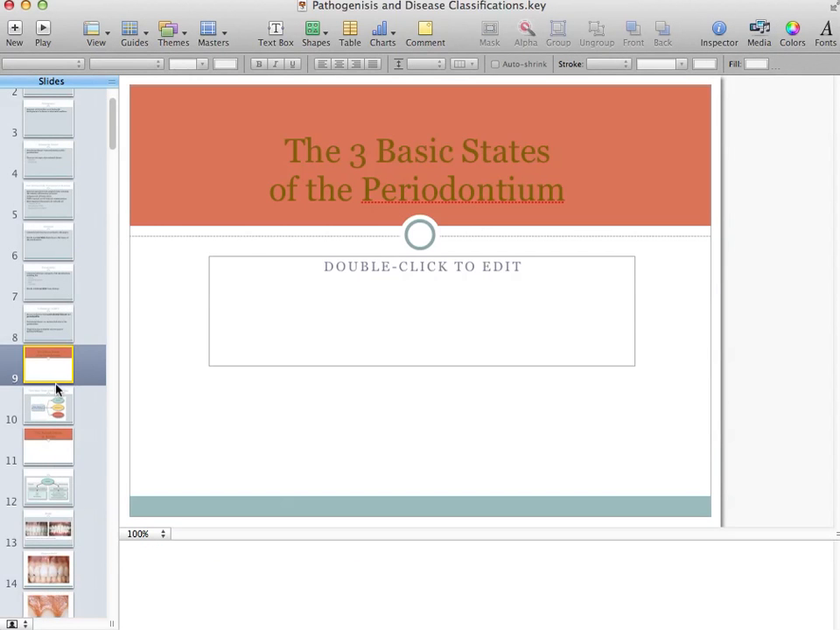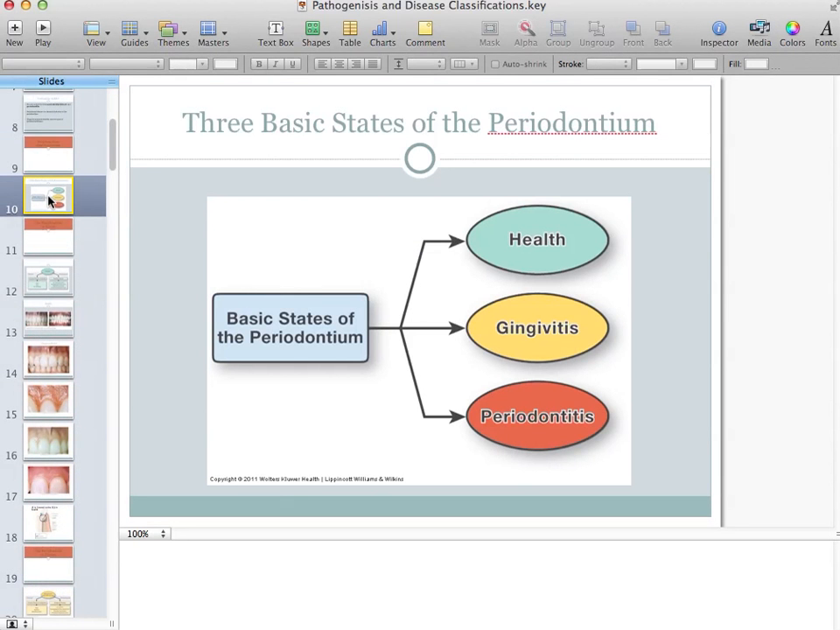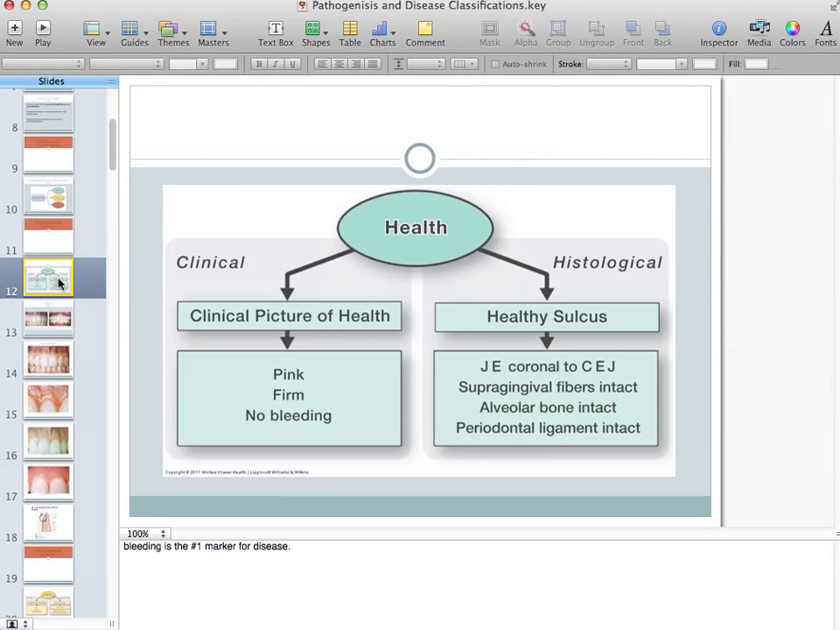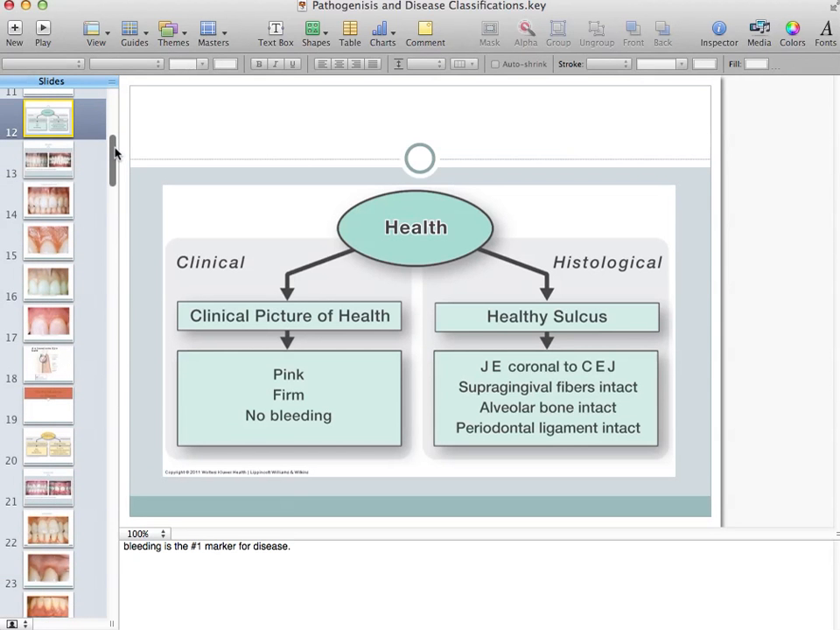All right. Three basic states of the periodontium. So you can have health, gingivitis, periodontitis. Basic states of the periodontium. So the periodontium in health. Healthy mouths have pink, firm gingiva that isn't bleeding. Healthy sulcus, the junctional epithelium is coronal to the CEJ. Supragingival fibers intact, alveolar bone intact, PDL intact.